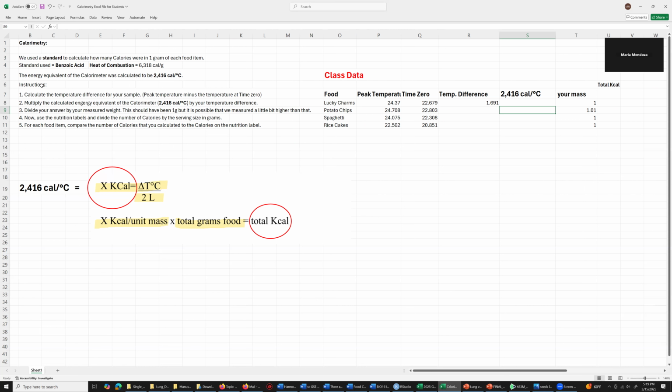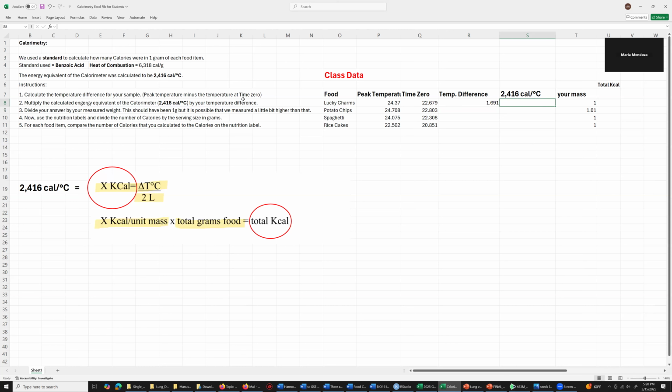Now, I have the instructions for you too. So number one is calculate the temperature difference of your sample. So this is just your peak temperature minus the temperature at time zero. So for Lucky Charms, our peak temperature was 24.37 and our time zero temperature was 22.679. So all I gotta do is go equals the peak temperature minus the time zero temperature, enter, and that's the answer for that. And then you multiply it by this number to get you this value.